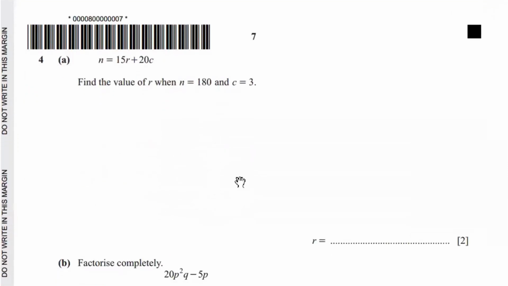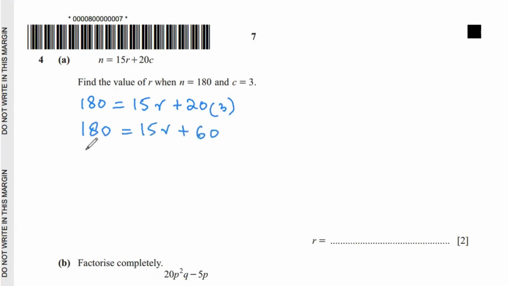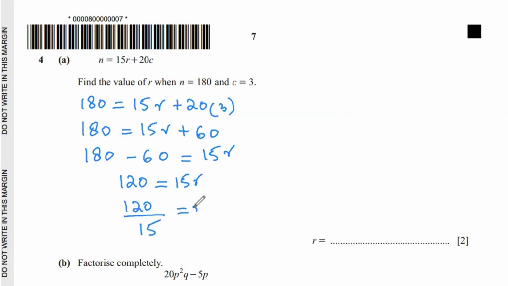Question 4 says n equals 15r plus 20c. Find the value of r when n equals 180 and c equals 3. So 180 equals 15r plus 20 times 3. 180 equals 15r plus 60. 180 minus 60 equals 15r. 180 minus 60 equals 120, which equals 15r. And then 120 divided by 15 gives us 8.